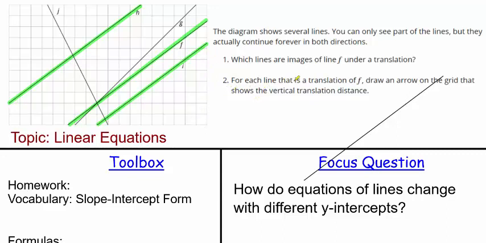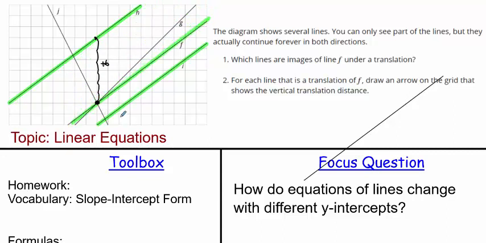Okay, number 2 says for each line that is a translation of line F, draw an arrow on the grid that shows the vertical translation distance. So if I pick a spot here on line F, I'm going to pick this spot here. And if I translate this up, I'm going to go 1, 2, 3, 4, 5, 6. So this is going up 6 spaces. If I take line F and I go up 6, it lines up.